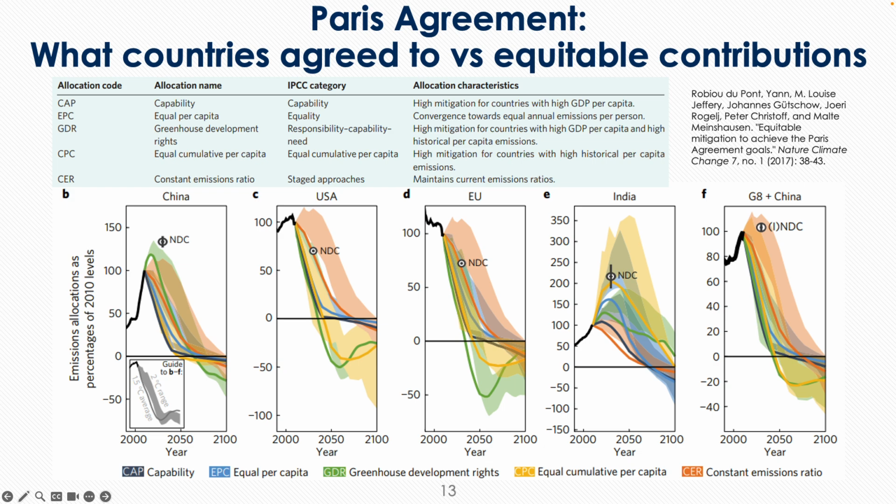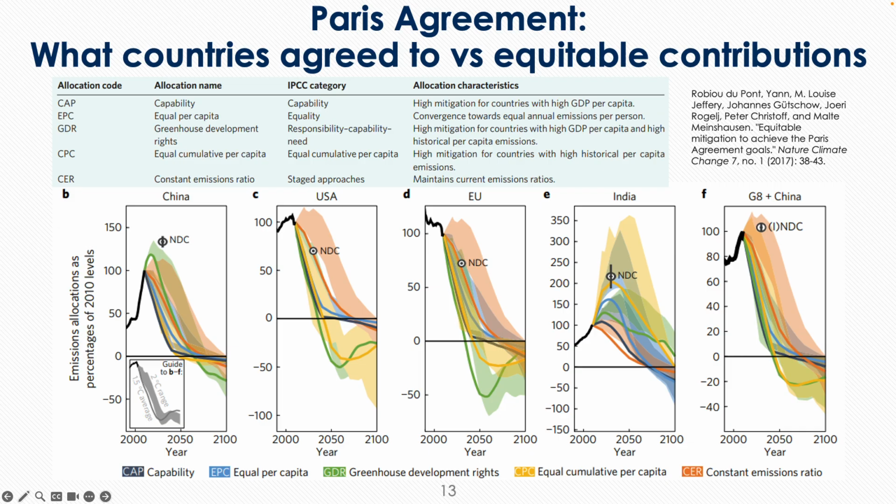If we look at the US here, for example, we can see the NDC lies on this brown line, which is the constant emissions ratio. It means that in the climate accords, the US is essentially able to say that the amount of emissions reduction we should do should be just based on the ratio of what we emit now. But if you consider almost any of the other scenarios, the capability of the country, equal per capita, historical emissions, all of that would dictate that the US should be doing a lot more mitigation into the future compared to the baseline scenario, right?